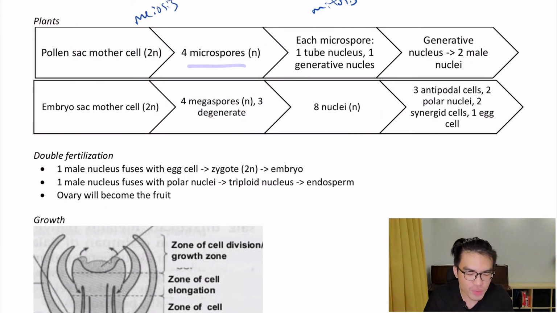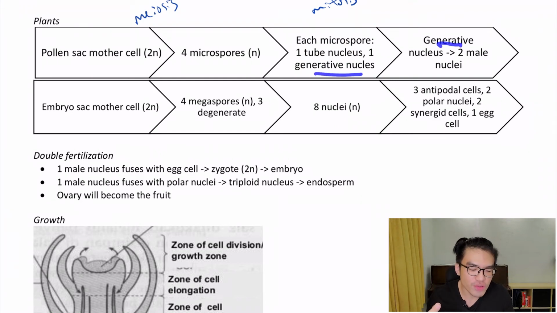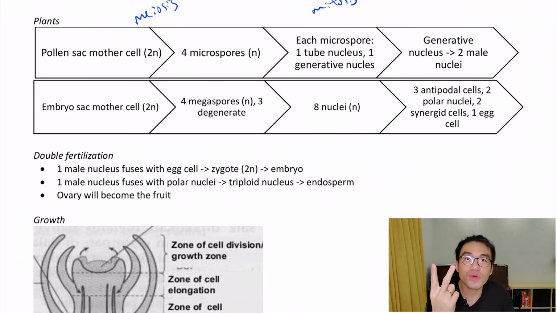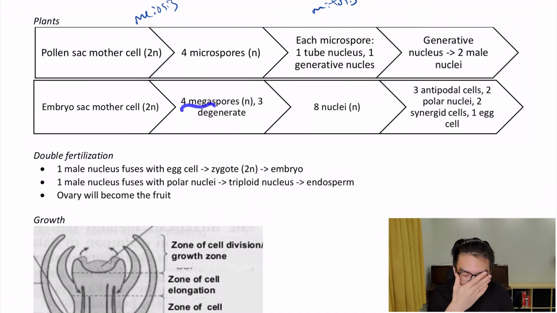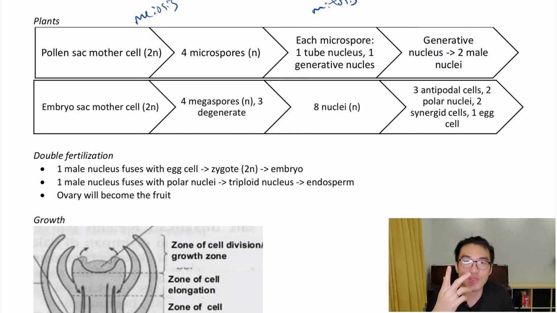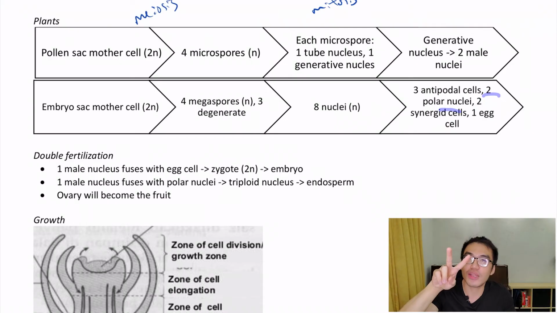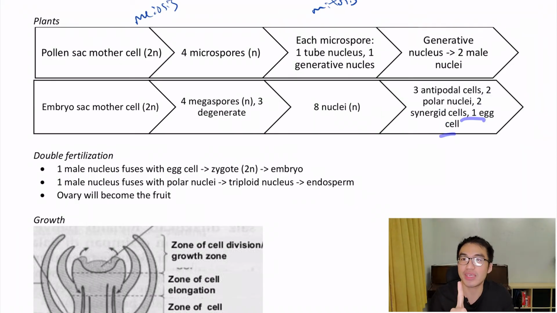So for these four microspores, each microspore has one tube nucleus and one generative nucleus. This tube nucleus will form your pollen tube. Your generative nucleus will form two male nuclei. Why two male nuclei? Because you have your double fertilization. So your megaspore will do three mitoses to form eight nuclei, and then they will split into three groups. You have your three antipodal cells up there, two polar nuclei in the middle, two synergid cells at the bottom, and then you have one egg cell in the middle.